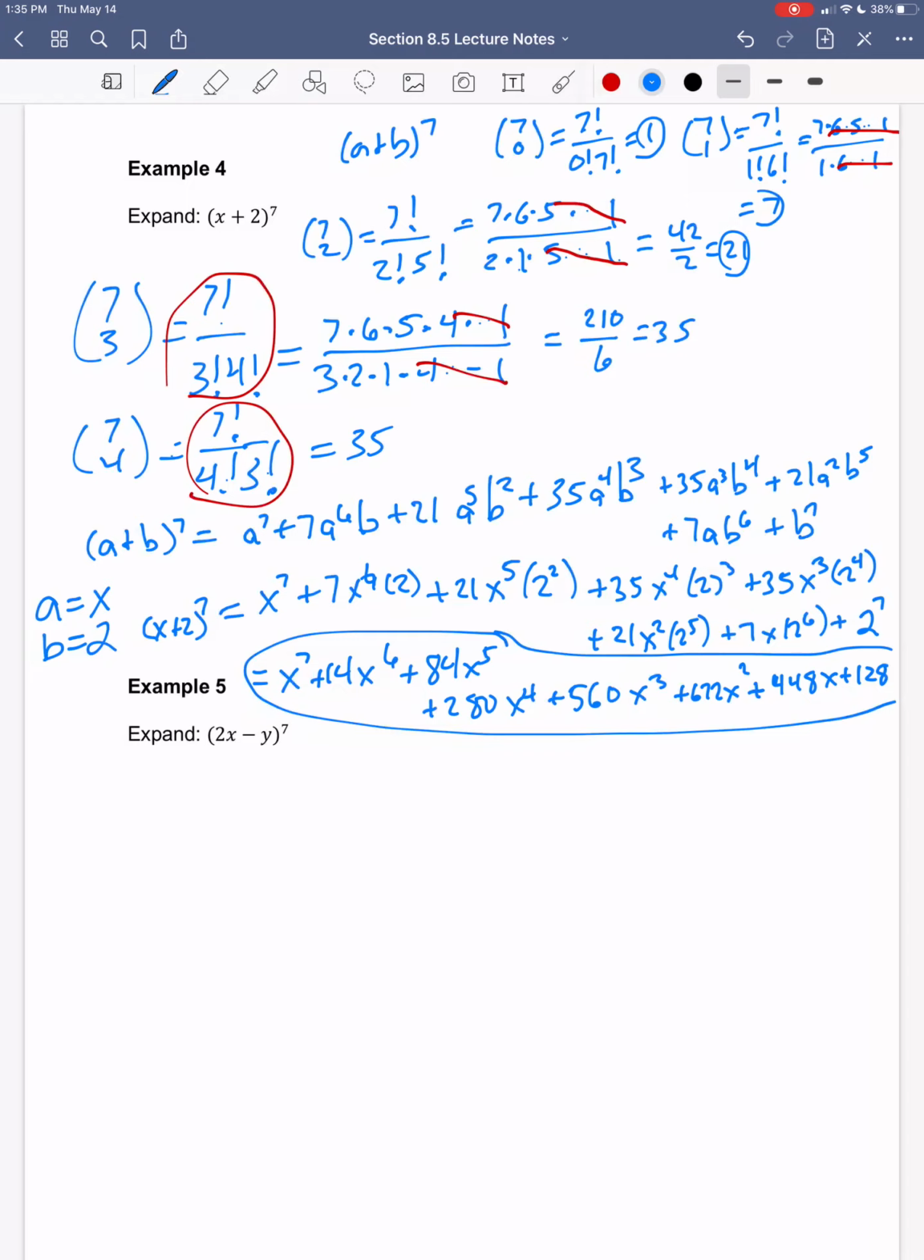Now, what I can do for this next one, example 5, I still picked a 7th power. I'm going to take the same result I have up here, this a plus b to the 7th, but now I'm just going to let a equal 2x, and I'm going to let b equal negative y.